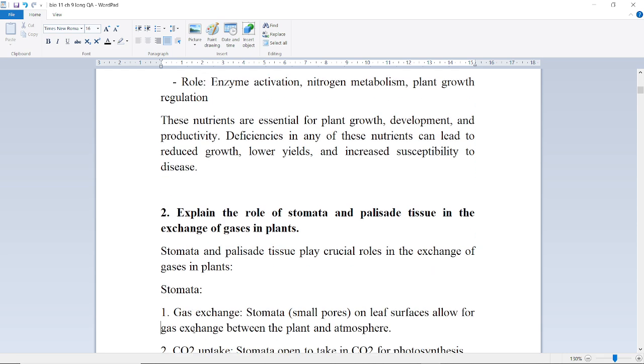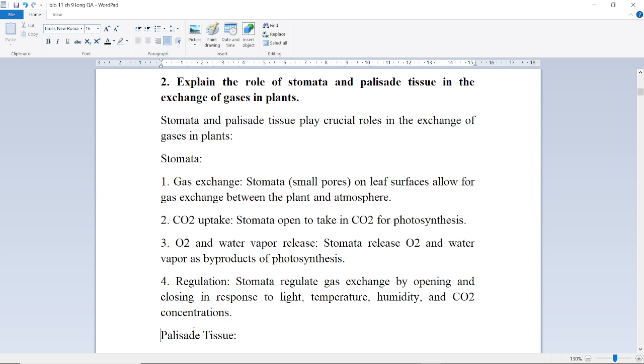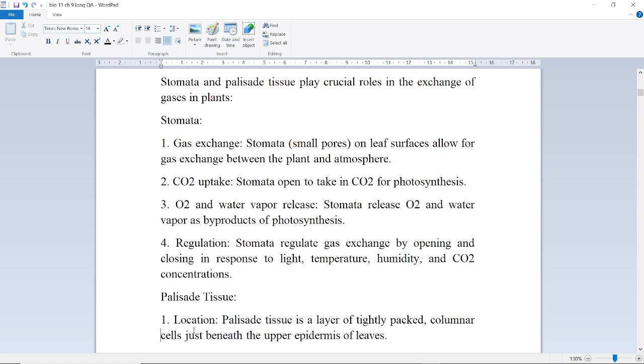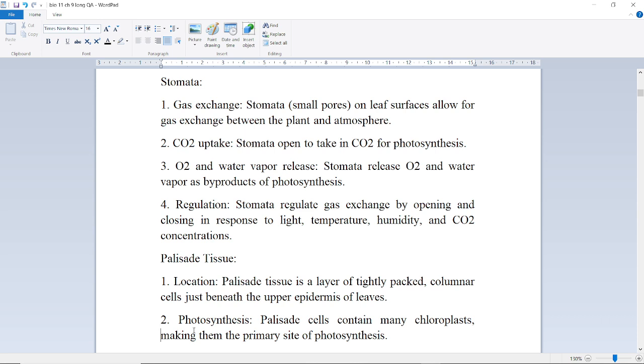Next question is: explain the role of stomata and palisade tissue in exchange of gases in plants. Stomata and palisade tissue play a crucial role in exchange of gases in plants. First of all, we see the role of stomata. Gas exchange. Stomata, small pores on the leaf surface, allow for gas exchange between plant and atmosphere. CO2 uptake. Stomata open to take in carbon dioxide for photosynthesis.